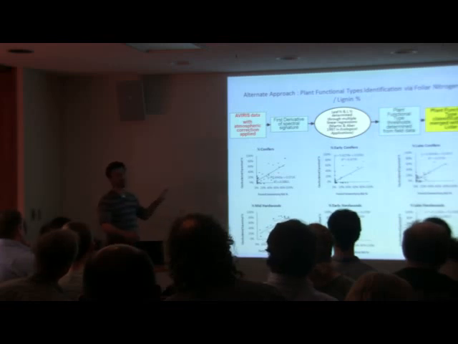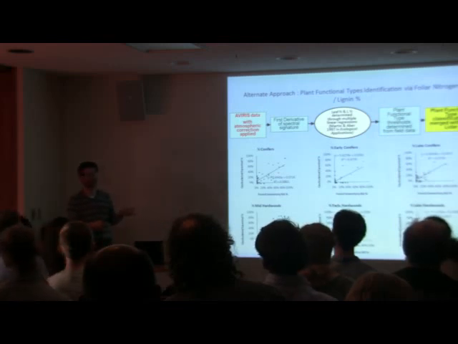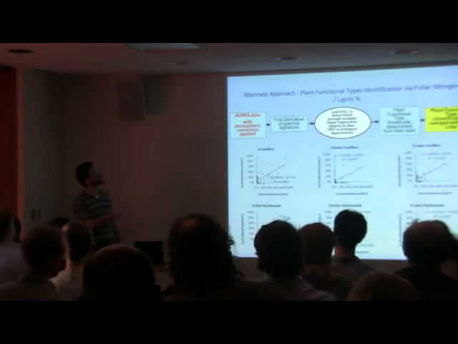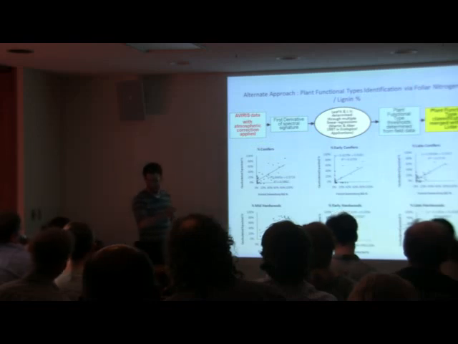Just briefly, we also tried an alternate approach for the classification, which was trying to define plant functional types using foliar nitrogen and lignin, from a study done here by Martin and Aber in the late 1990s.